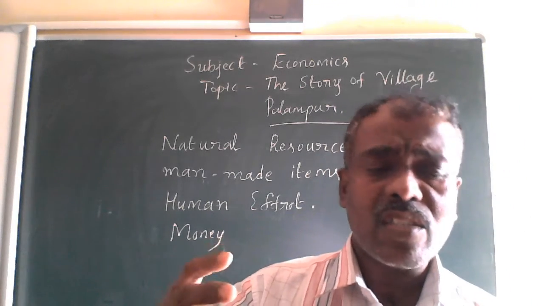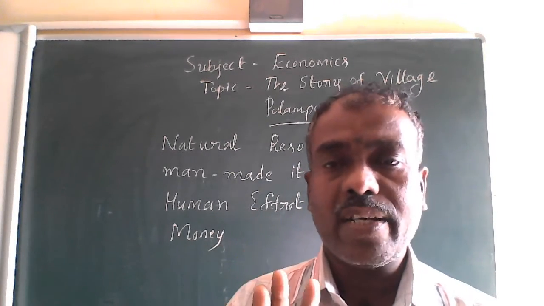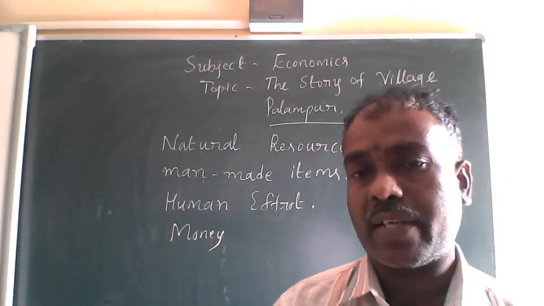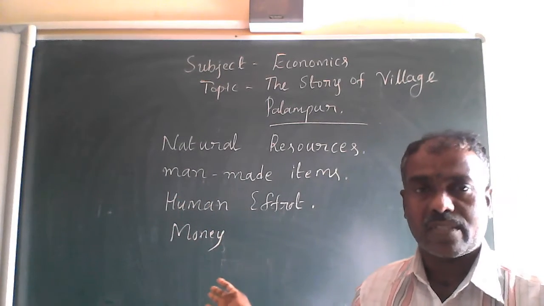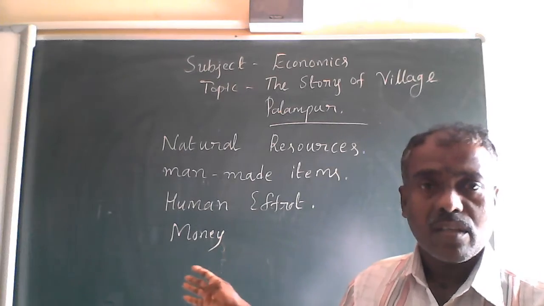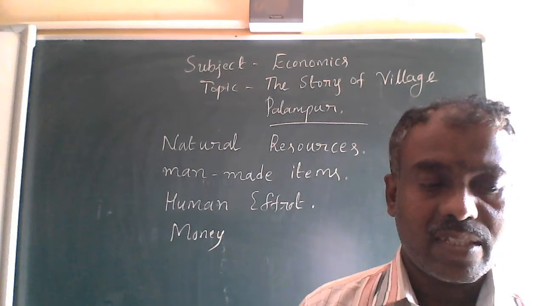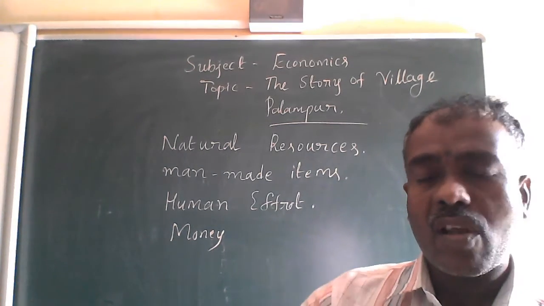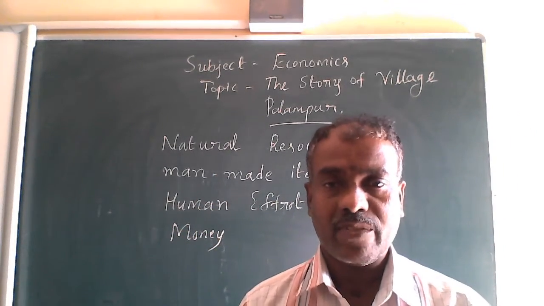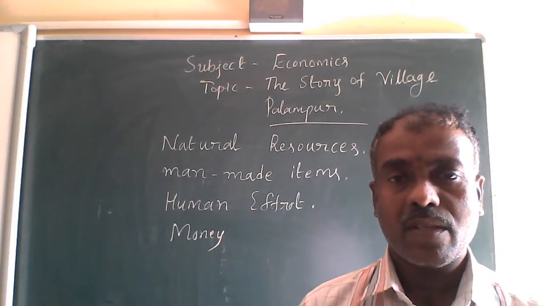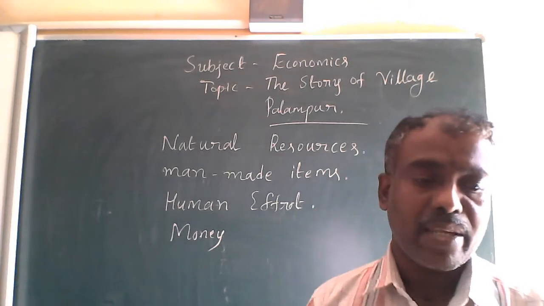So like that there are so many requirements, especially to conduct the different kinds of production activities. I have mentioned only a few things. These are the important needs to conduct production activities. These are the various types of resources for different production activities: natural resources, human-made items, human effort, and money.